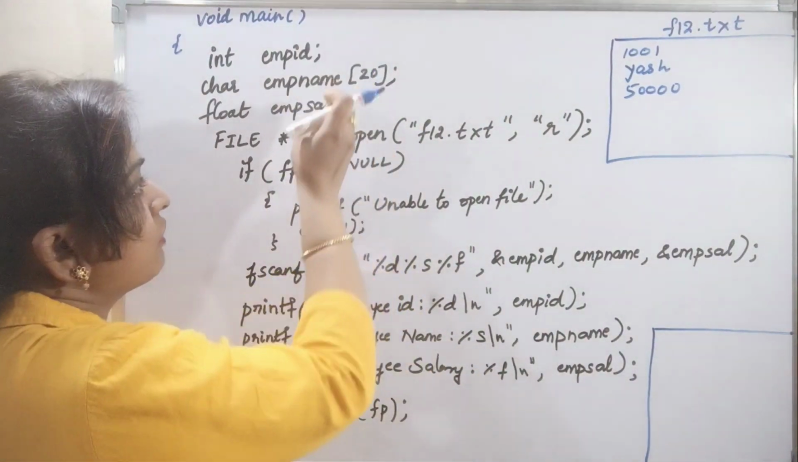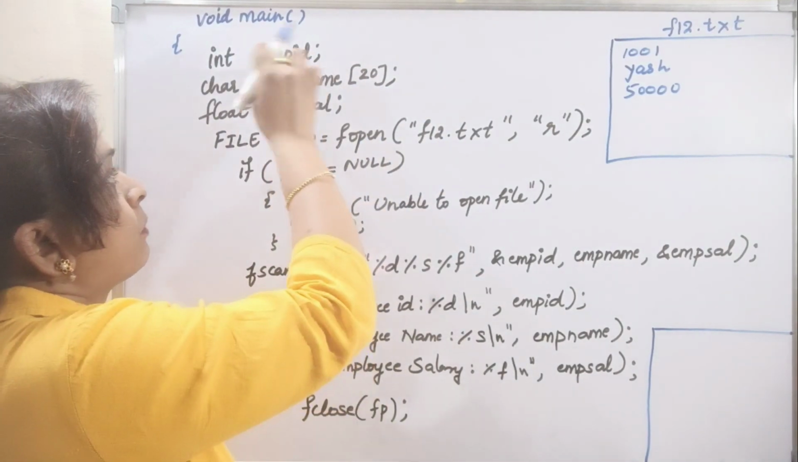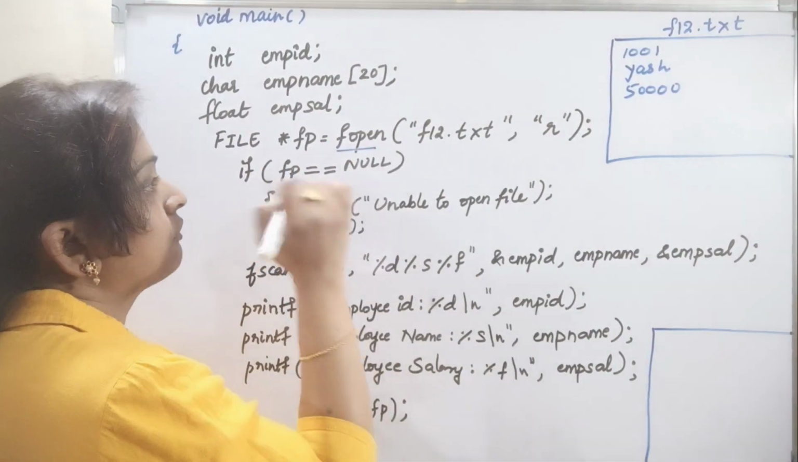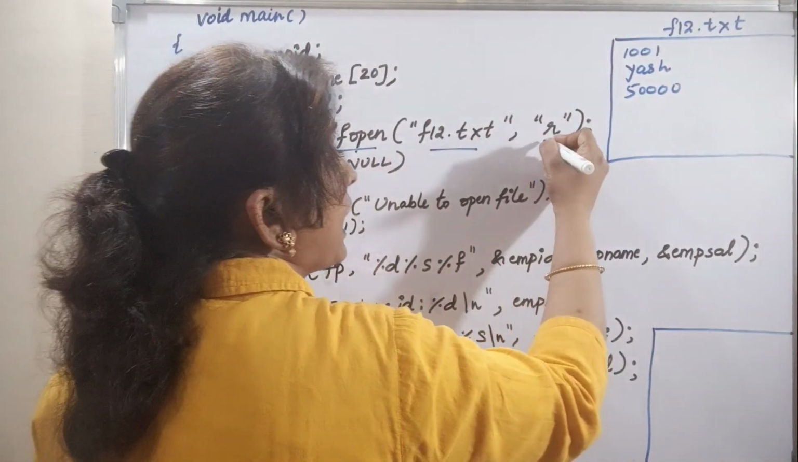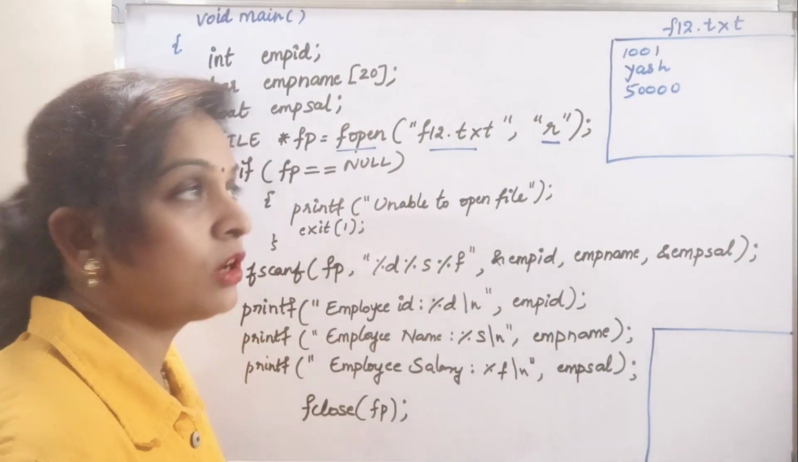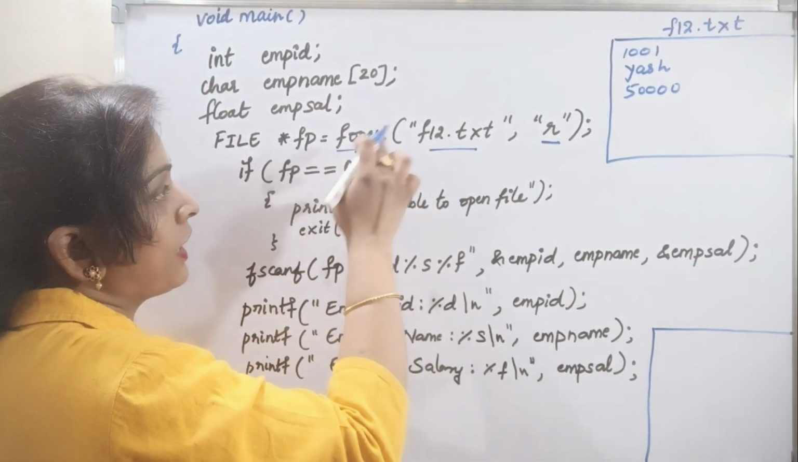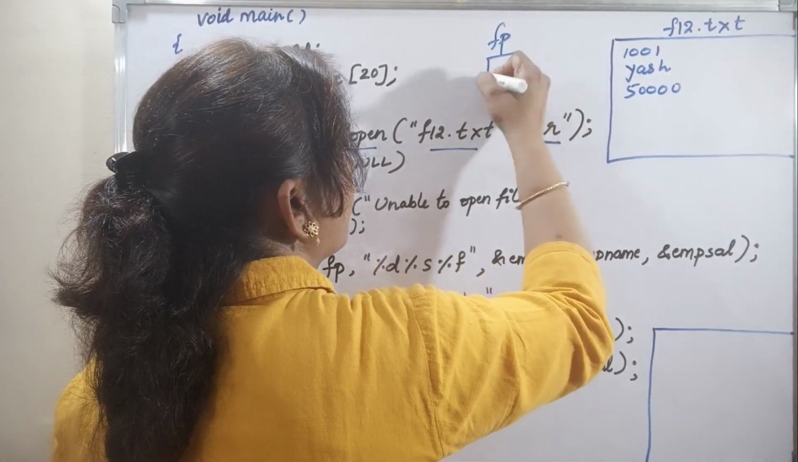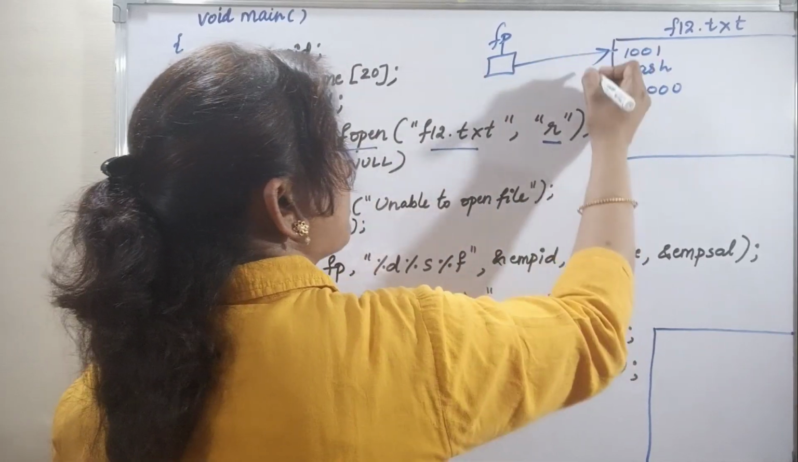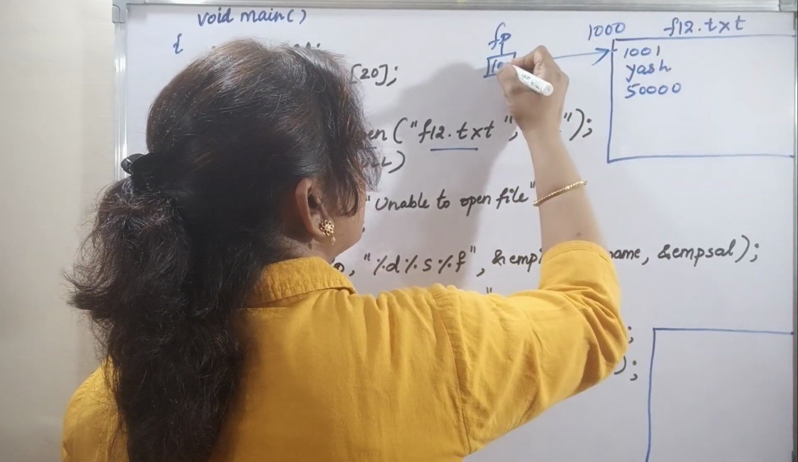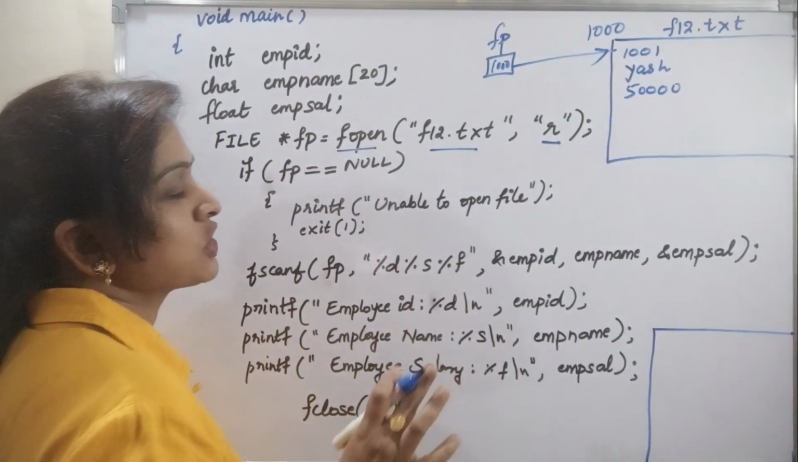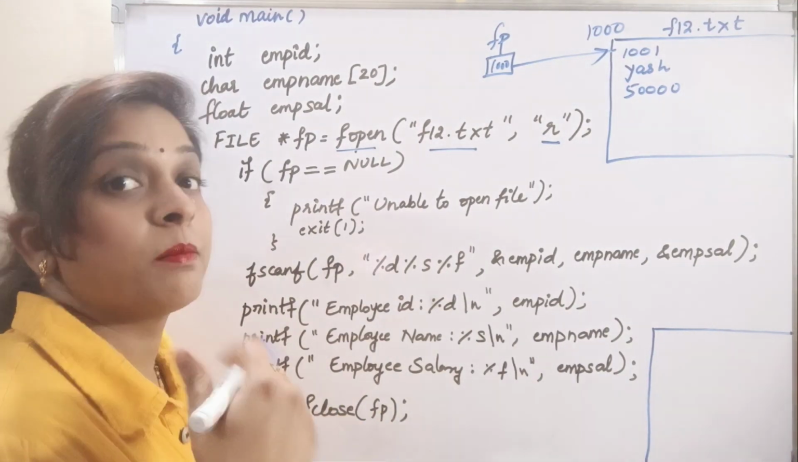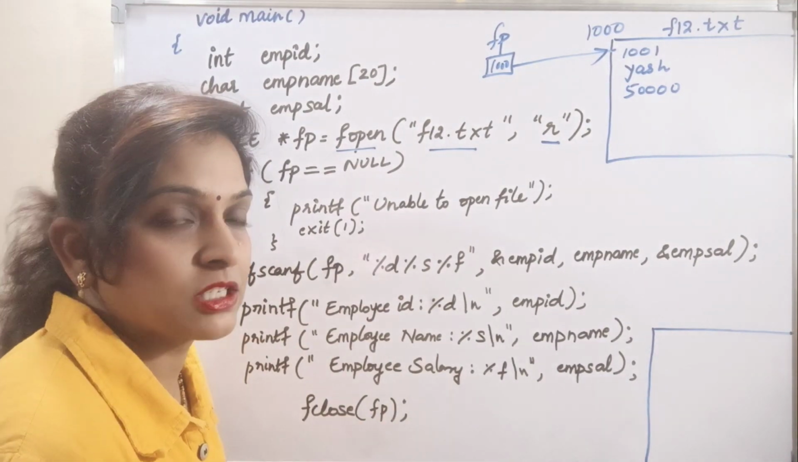So we have the variables to receive those values: employee ID, employee name, employee salary. We are trying to open the file f12.txt in read mode. We are reading the data from the file pointed to by the file pointer fp. So fp is the pointer which is pointing to this location, some address say 1000, and from there I need to fetch the data because I need to read the formatted data, multiple types of data. That is what formatted data is.